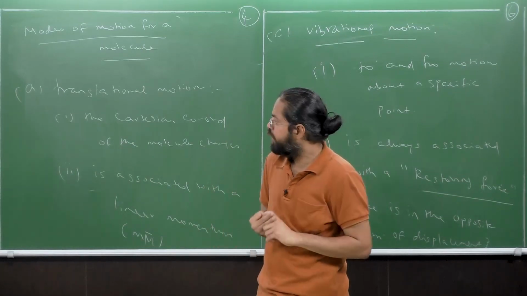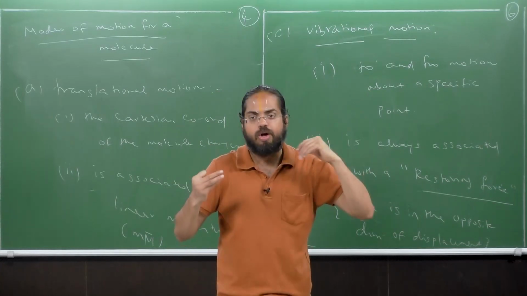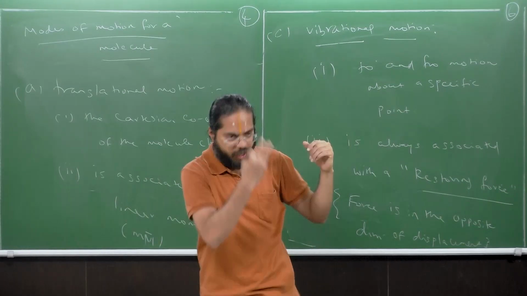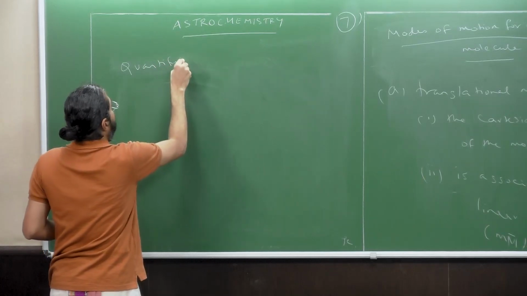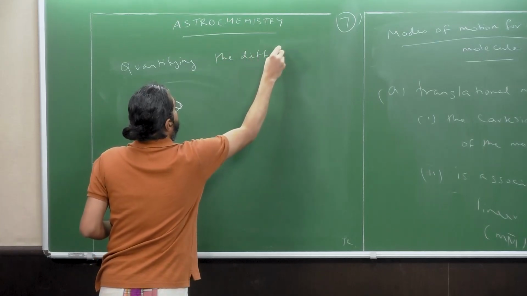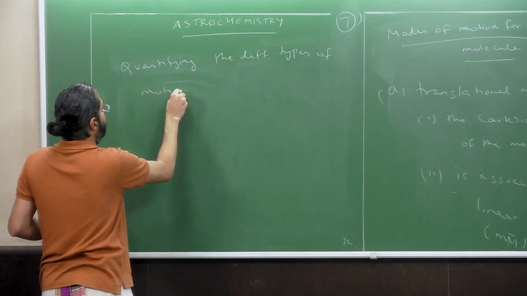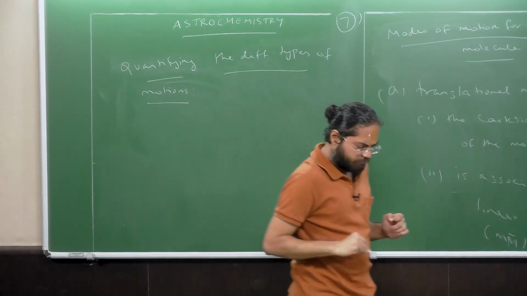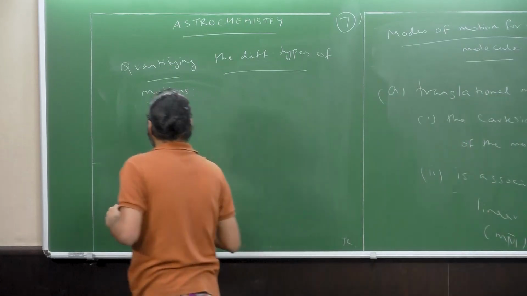Okay. Now, having understood the different types of motions, our next task would be to try to understand and quantify how these motions happen. We'll do that next. So our job is to quantify these different types of motions. To understand this, we're going to introduce a term called a degree of freedom.